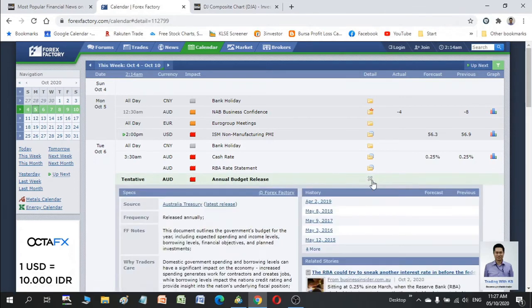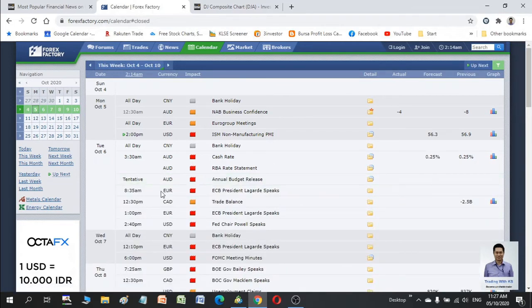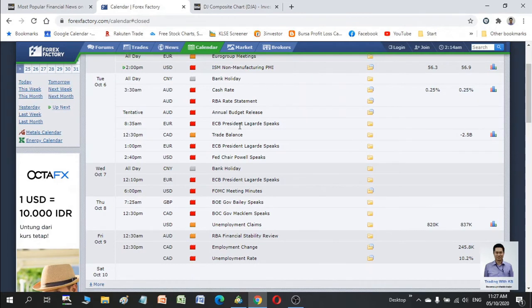A budget release, spending and borrowing budget. Then on Tuesday we will have the Euro, Lagarde speaks again. We will have the Canadian trade balance, minus 2.5 billion. So you've got President Lagarde, and in the evening U.S. Federal Reserve Chair Jerome Powell speaking. Jerome Powell most likely will talk about the stimulus again, so let us see what sentiment he brings to the market on Tuesday.